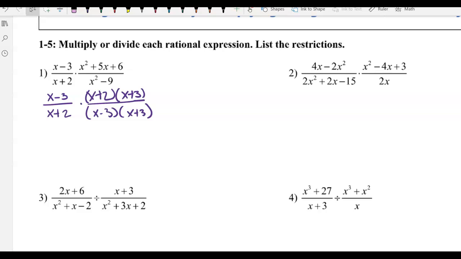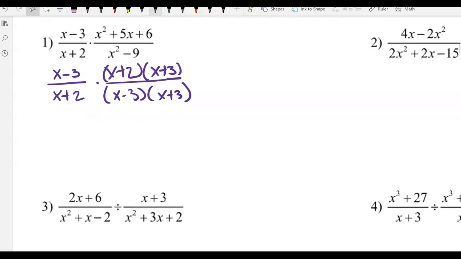Okay, what do we need to do to find the restriction? Did we say everything equal to 0? Not everything, just what things? Top or bottom? Numerator or denominator? All denominators, okay? So guys, to find restrictions, we said all denominators equal to 0 and then solve.